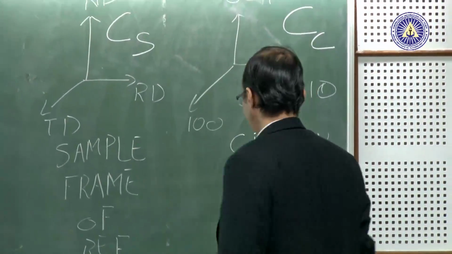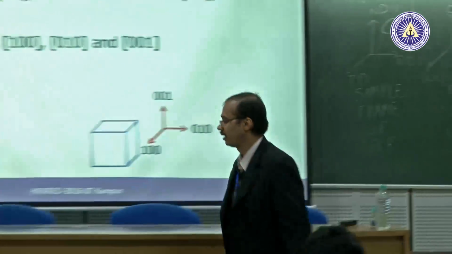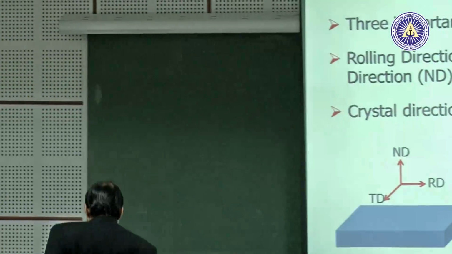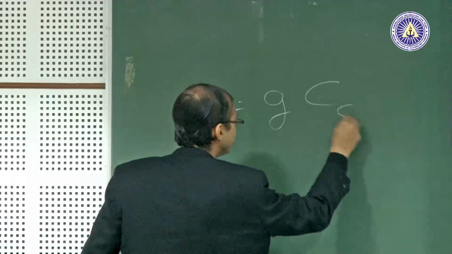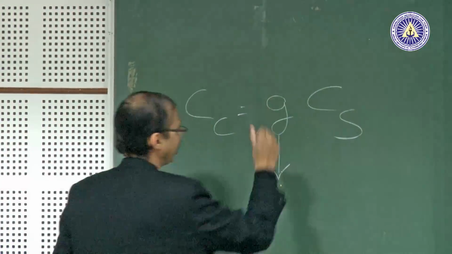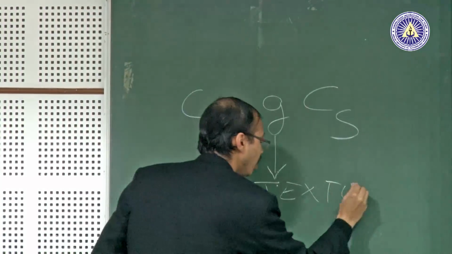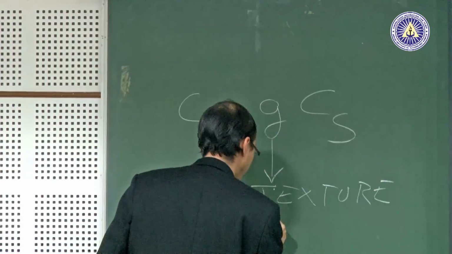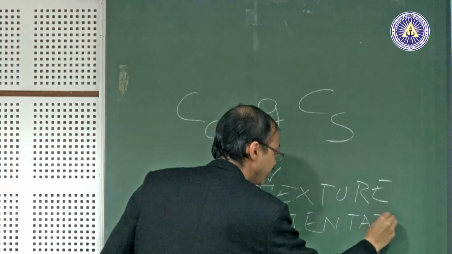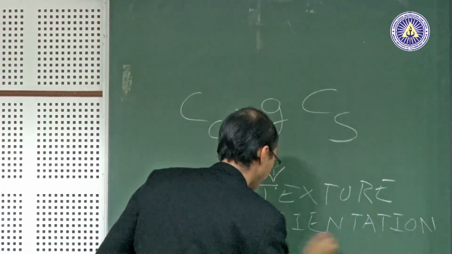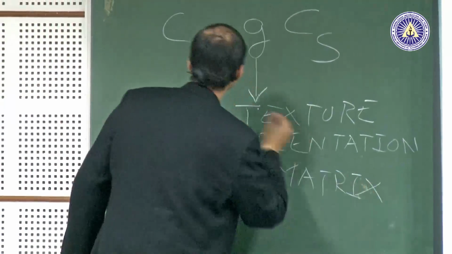And the way I'm going to define texture, well, I'll have to probably go on the other side, is nothing but CC is equal to G CS. So this is my texture. This G tells me something about texture, or this is known as the orientation matrix. Texture in terms of the orientation matrix. Because see, I have a bunch of directions over here.